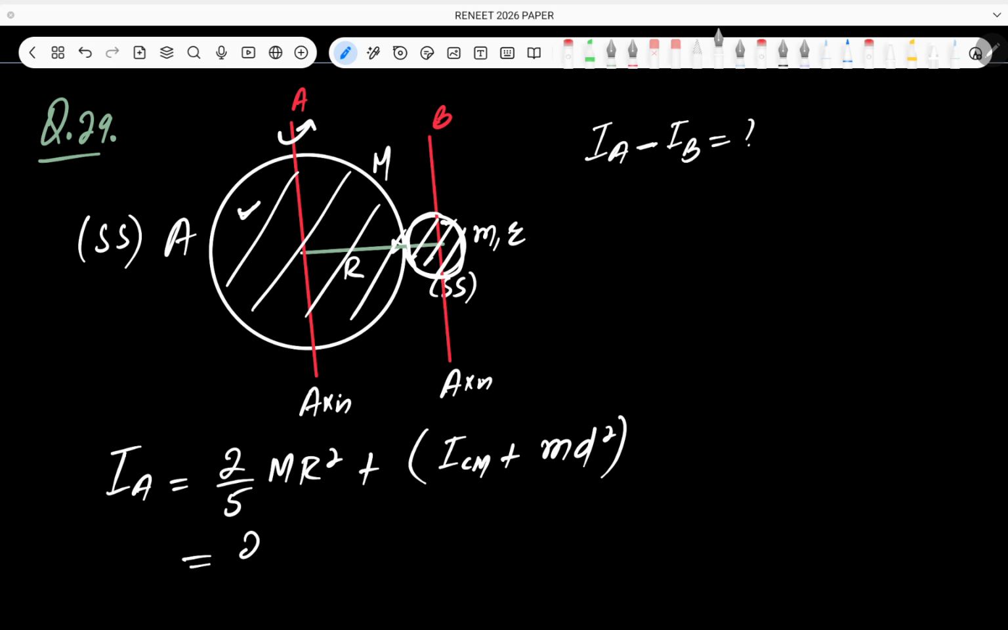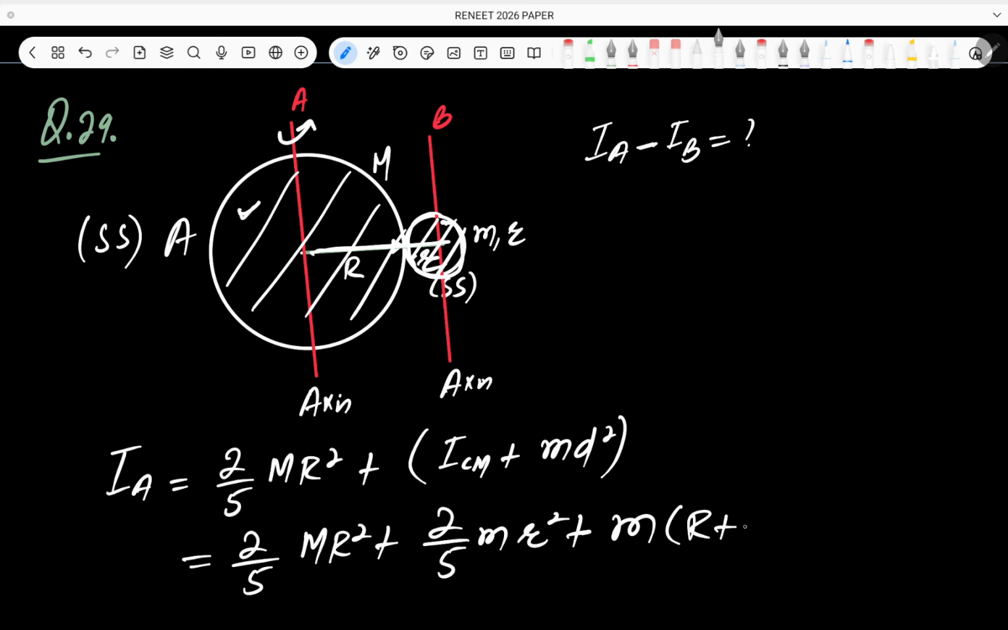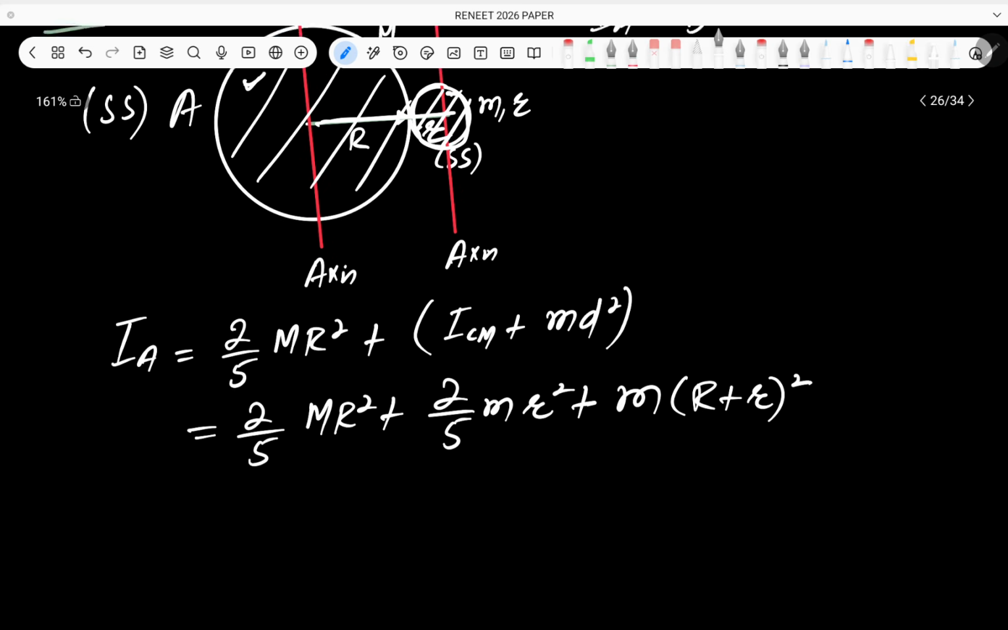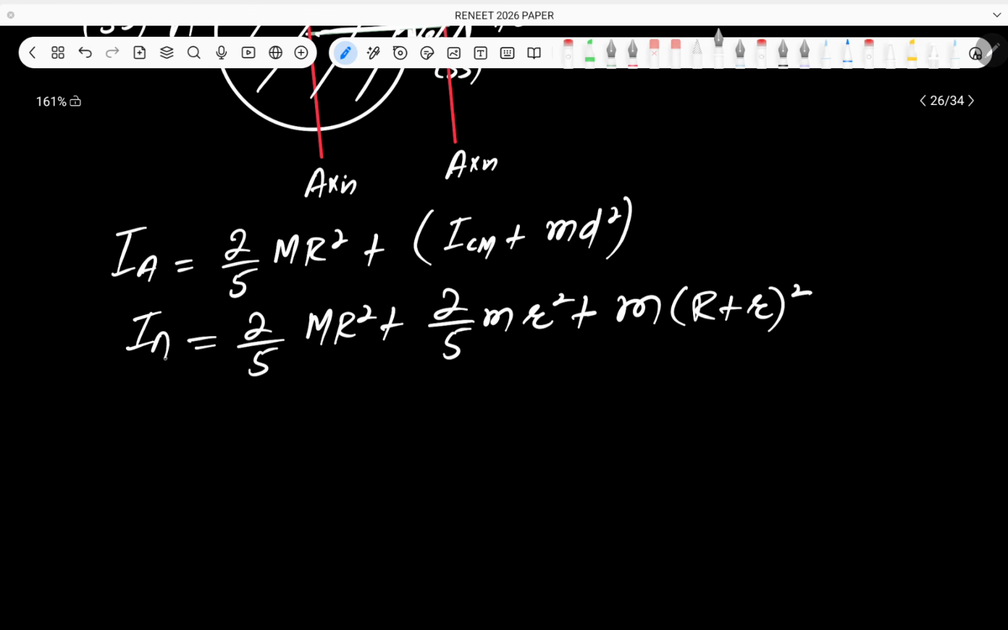So it comes out to be 2 by 5 MR square plus the moment of inertia about this axis. We have to calculate about this center of mass, which will be 2 by 5 small m into r square, plus its moment of inertia will be m, and the distance from here to here is capital R plus small r. So here I will write down capital R plus small r whole square. All right, so this is IA.